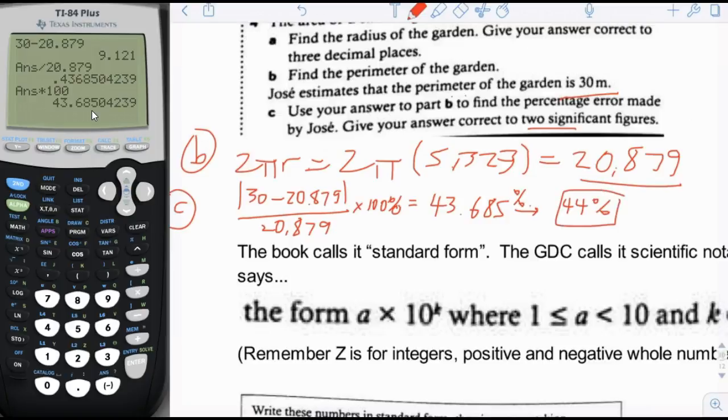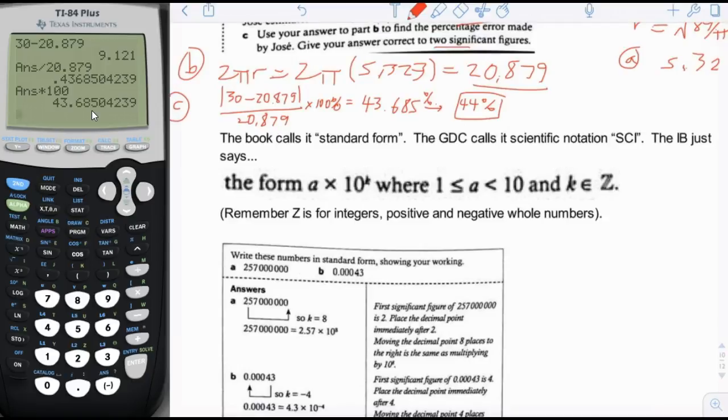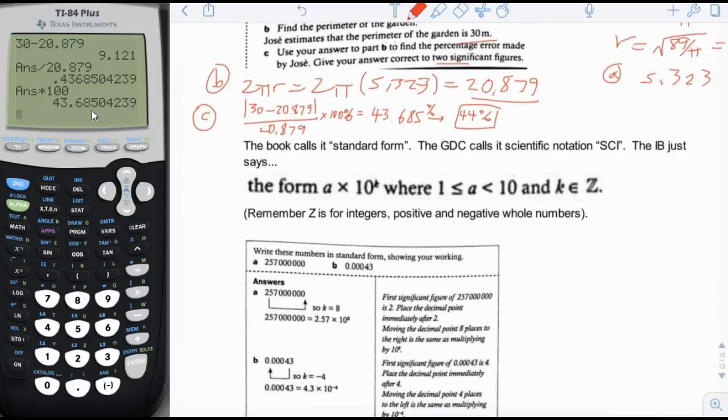Okay. Next, we're going to talk about scientific notation. The book calls scientific notation standard form. The IB never calls it scientific notation or standard form. Whenever the IB wants you to put it into scientific notation, it puts this phrase here. It says it's in the form number times 10 to the number, where the first number is between 1 and 10, and the last number is an integer.